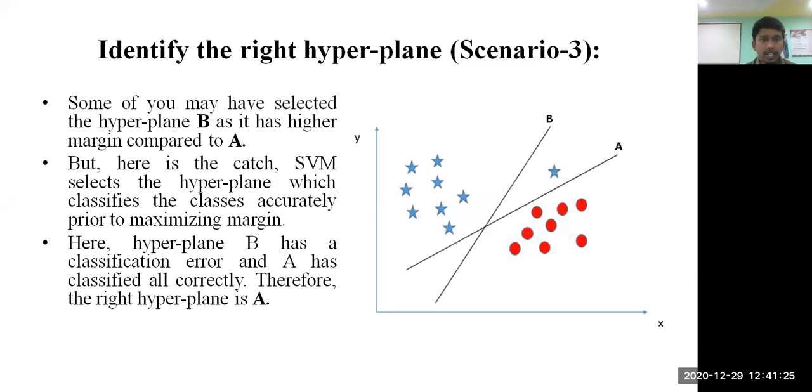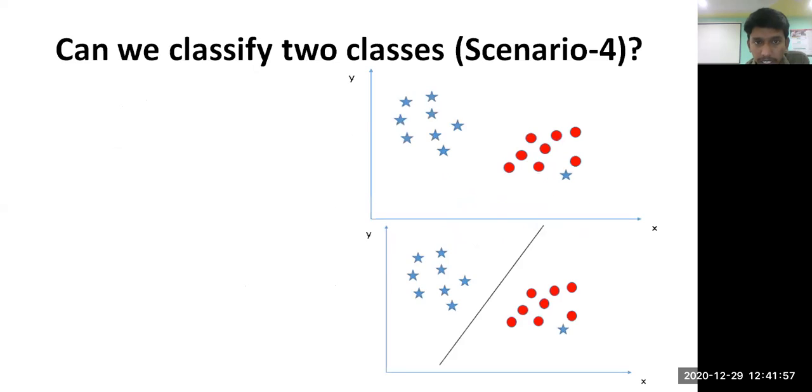So SVM selects the hyperplane which classifies the classes accurately prior to maximizing margin. Before applying the maximizing margin concept, you need to ensure that it separates both the classes correctly. If I select A, then it is meeting that criteria. Hyperplane B has a classification error and A has classified all correctly. Therefore, the right hyperplane is A. I hope everybody is understanding how this concept is being established, right?